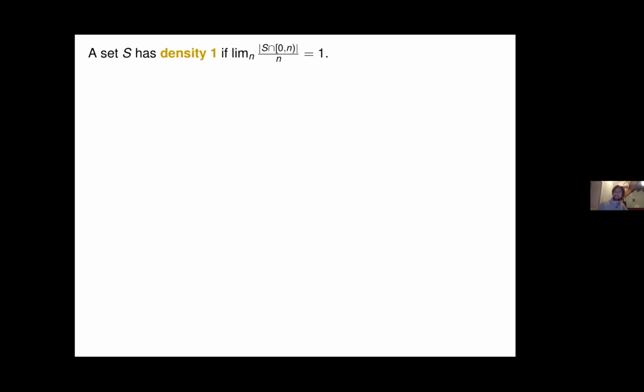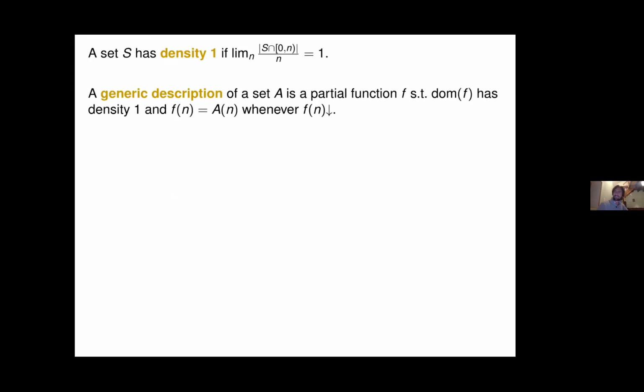Of course, in the natural numbers, we don't have a notion of measure, but there's a good notion of density that allows us to talk about almost everywhere behavior. So in particular, a set of natural numbers has density 1 if the proportion of numbers less than n in the set goes to 1 as n goes to infinity. So now we can define a generic description of a set A: it is a partial 0,1 valued function, f, whose domain has density 1 and that is equal to the characteristic function of our set wherever it's defined.